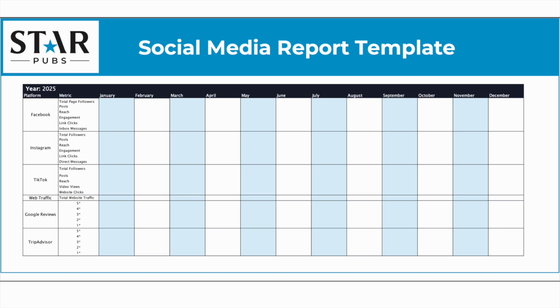We've put together a report template for you to use for all of your social media. This includes all of the main platforms like Facebook, Instagram, and TikTok, and also allows you to keep track of your web traffic and how many Google reviews and TripAdvisor reviews you're achieving each month. You can compile your data into this monthly report, and it will allow you to see exactly what kind of levels you can reach each month.